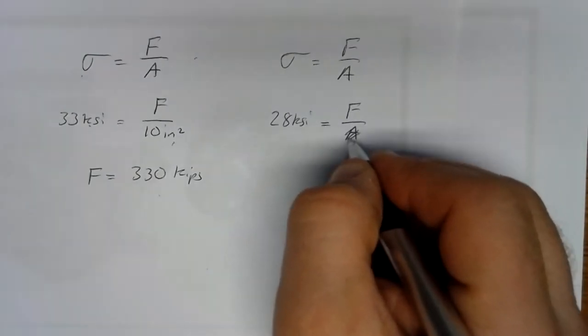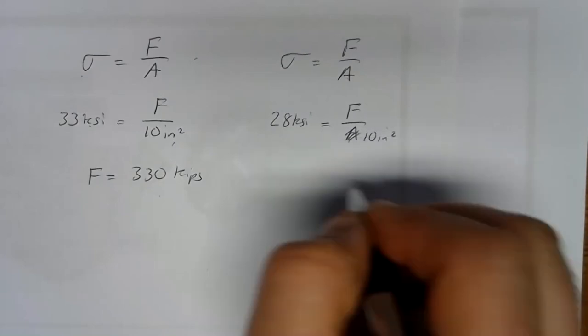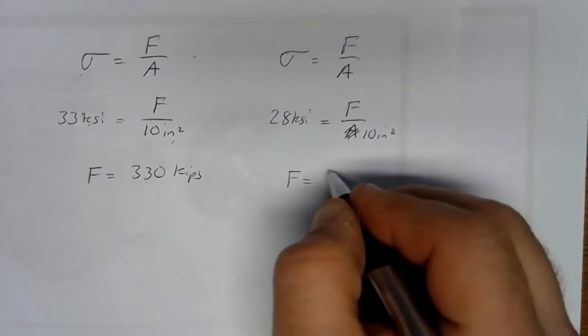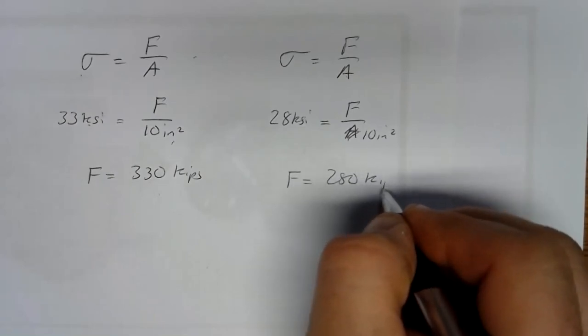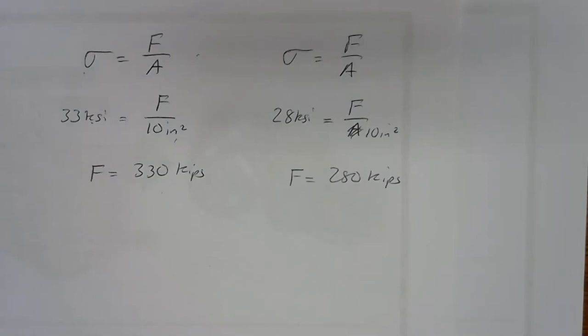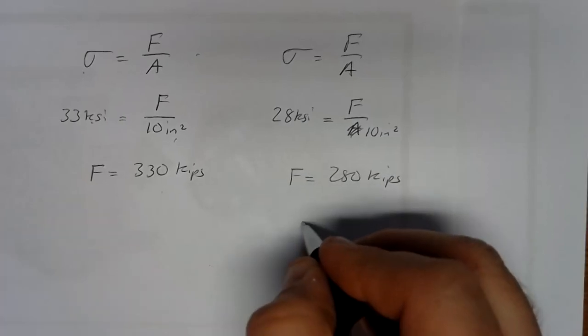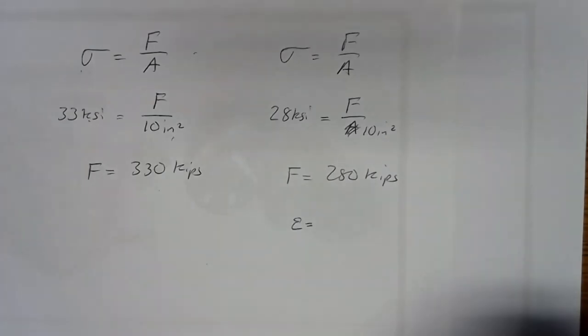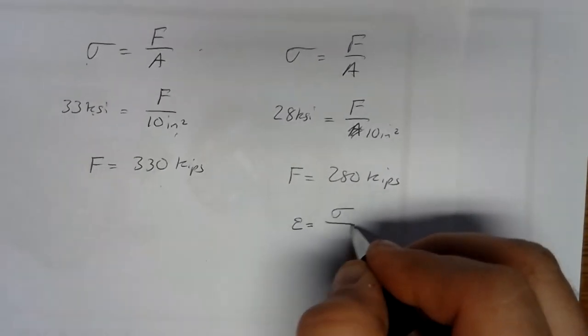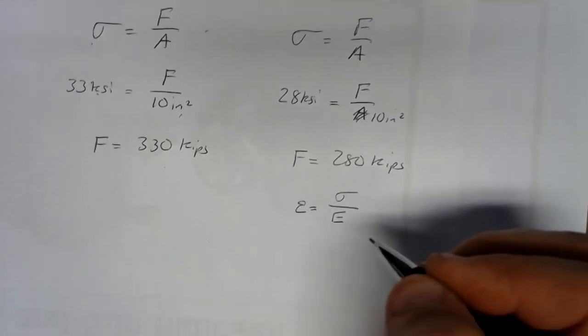Well, that's force over area. We know the area is 10 square inches. If we cross multiply, force is 280 kips. Now, the follow-up question that's asked is, how much will this stretch out? What will its strain be, essentially? Well, to figure out the strain, we have to go back to some of the material from last week. Strain is stress divided by the Young's modulus.